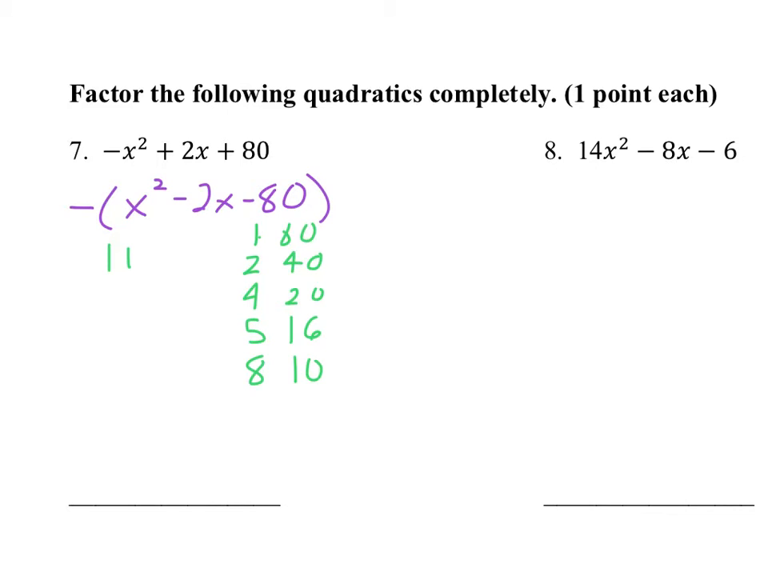So now with a negative 80, that means that one of the numbers has to be negative, and I would assume the larger of the two, since the negative 2x is negative. And I'm looking for the pair that have a difference of 2, really, so that brings me straight to the 8 and negative 10. So my answer then ends up being a negative out in front. We've got an x in each one. Since they're the same, it does not really matter which one goes where, but we get plus 8 and minus 10. And so that's the factored form for number 7.